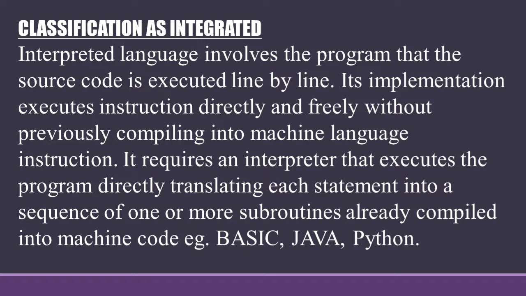So this one is classified based on that interpreter, which we said is classified as interpreted. There are ways it is being done. They are not done the same way. Let's look at this one. We said interpreted language involves the program whose source code is executed line by line. In other words, when the execution is done, it is being done one by one, not as a whole.